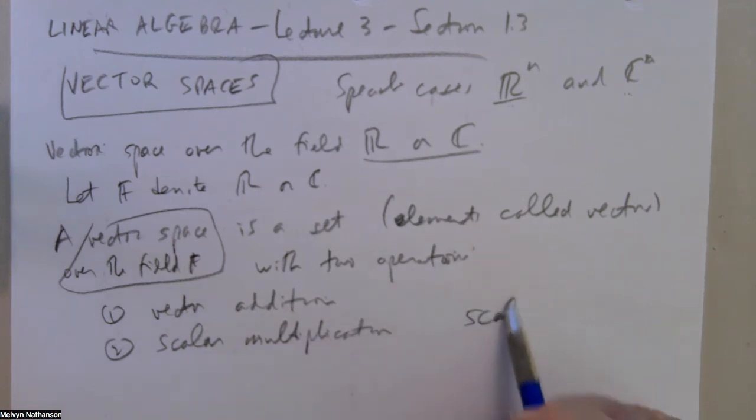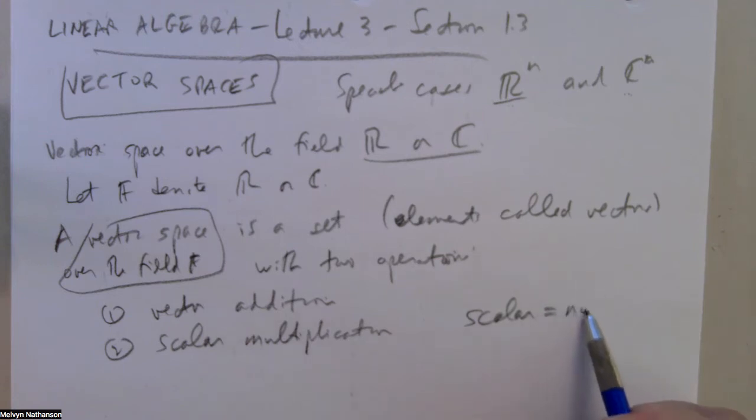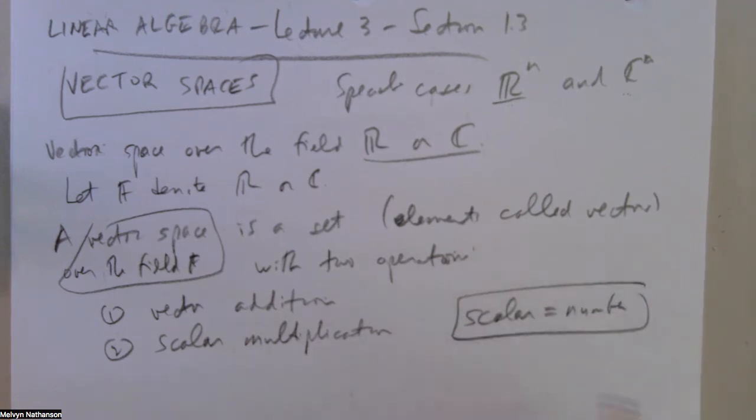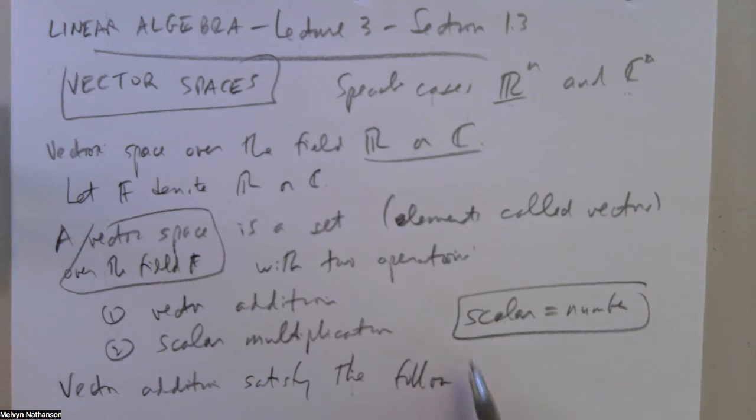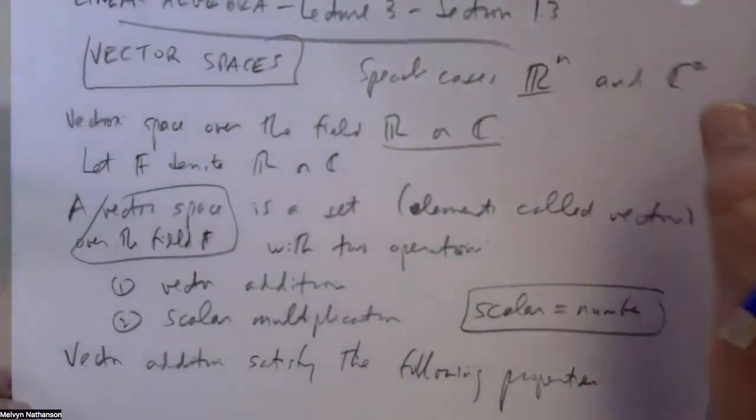And remember, in linear algebra, scalar is the name we use for number. If you're working over the real numbers, a scalar is a real number. If we're working over the complex numbers, a scalar is a complex number. And vector addition has to satisfy the following properties. So what are the properties that vector addition has to satisfy?